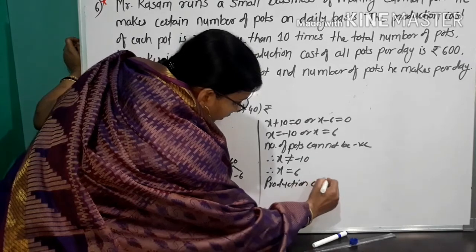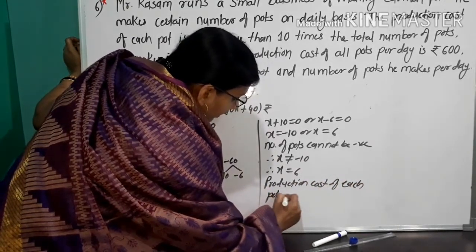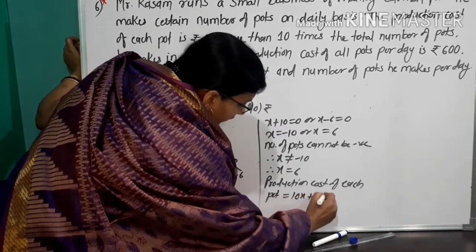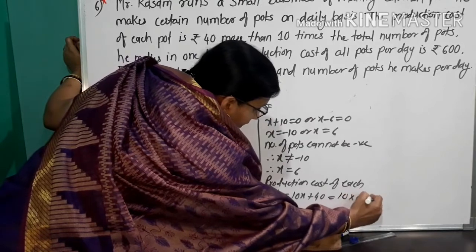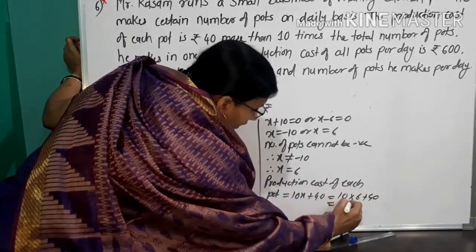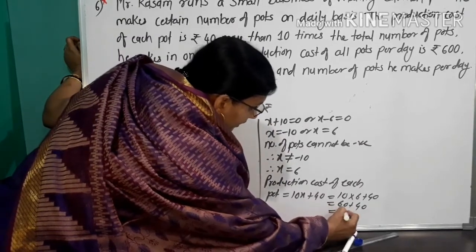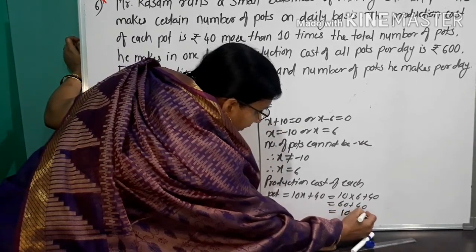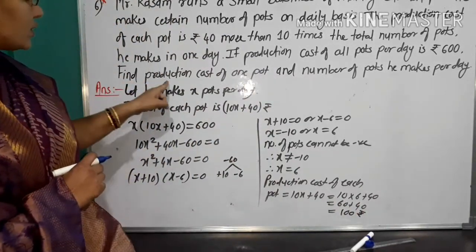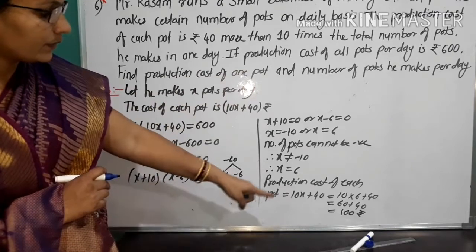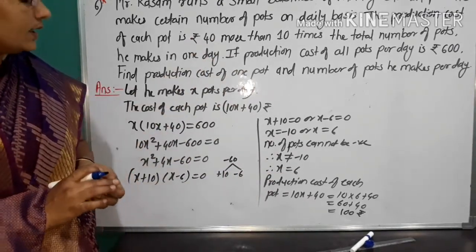Production cost of each pot equal to 10x plus 40. That is 10 into 6 plus 40 equal to 60 plus 40. That is 100 rupees. Therefore, the production cost of one pot is 100 rupees and the number of pots he makes per day is 6.